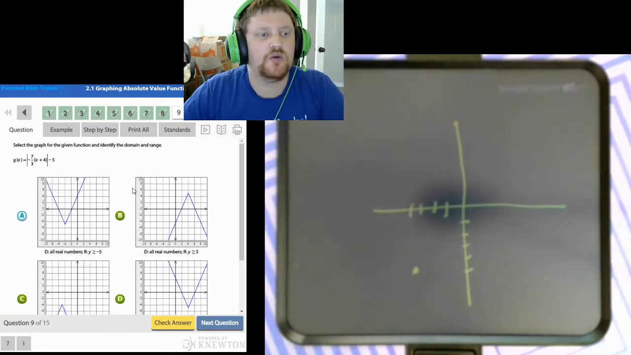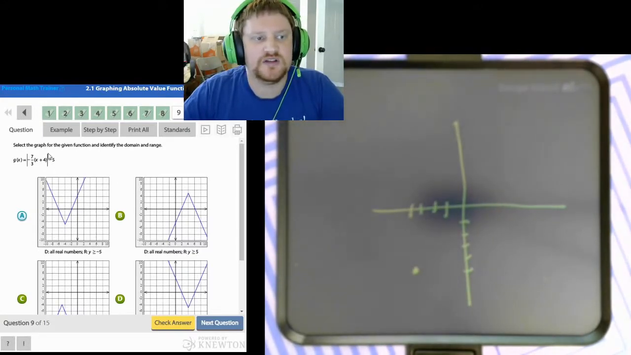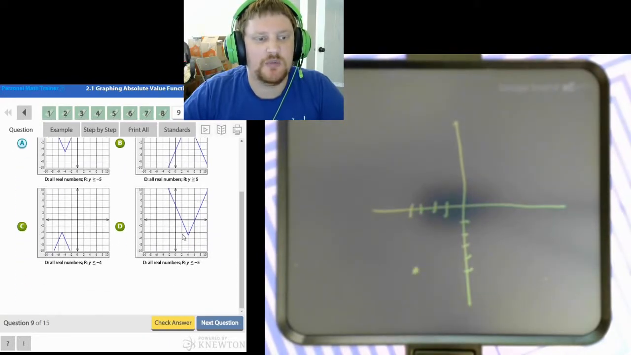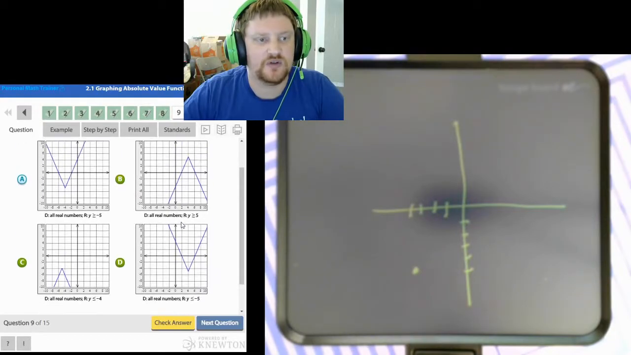So keep in mind your order of operations. We are inside the symbol here, so we do our multiplication first. That means this reflection happens before we do the horizontal shift. That's very important, because if I did the shift first and then reflected it, I would have ended up on the wrong side of the graph. I would have ended up over here on D.